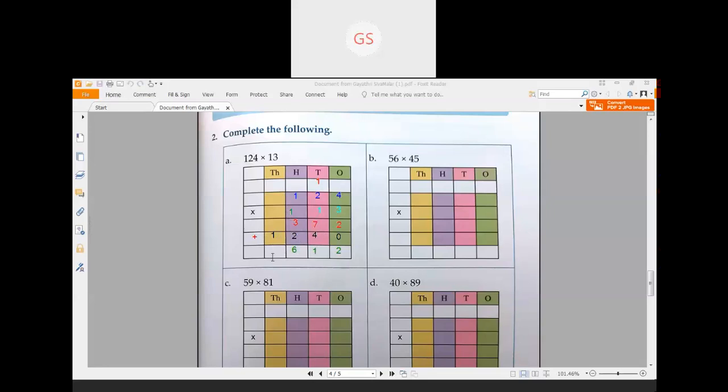And finally, what is the answer here? 1. Okay. 1. So, is it over? Finally, what do you have to do? You need to write like this: product is equal to. At the bottom, you need to write product. Product is equal to 1612. Yes, it's equal to 1612. Right?